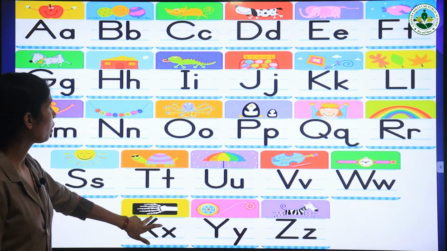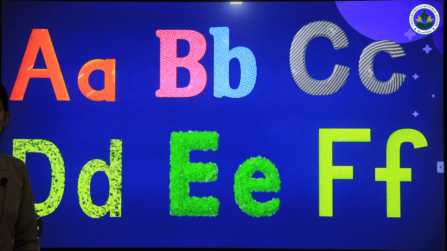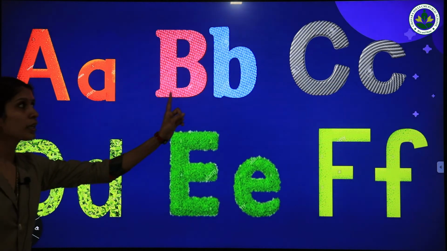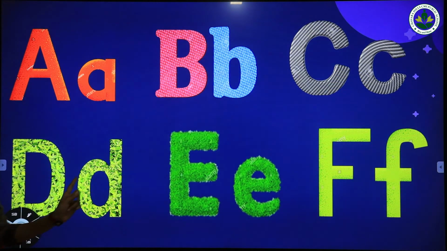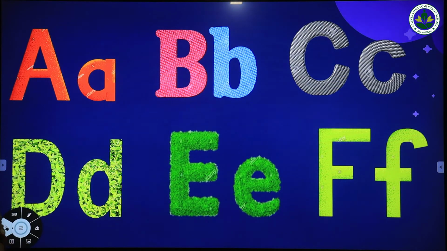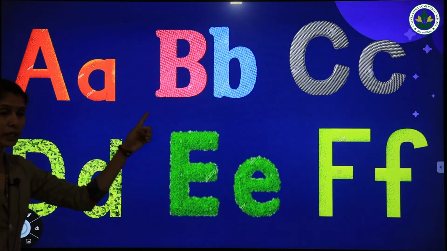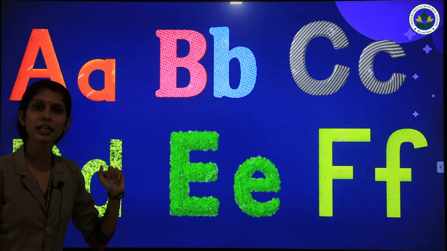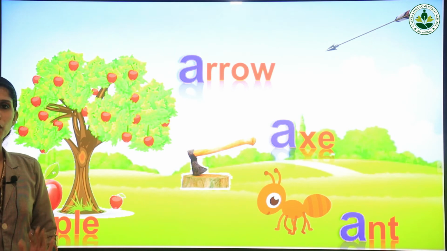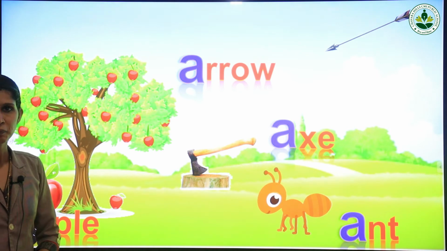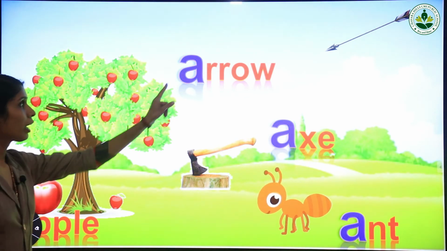Today we are going to revise some words starting with letter A, B, C, D, E and F. So, all of you look at the board. We can see many things starting with a letter A.